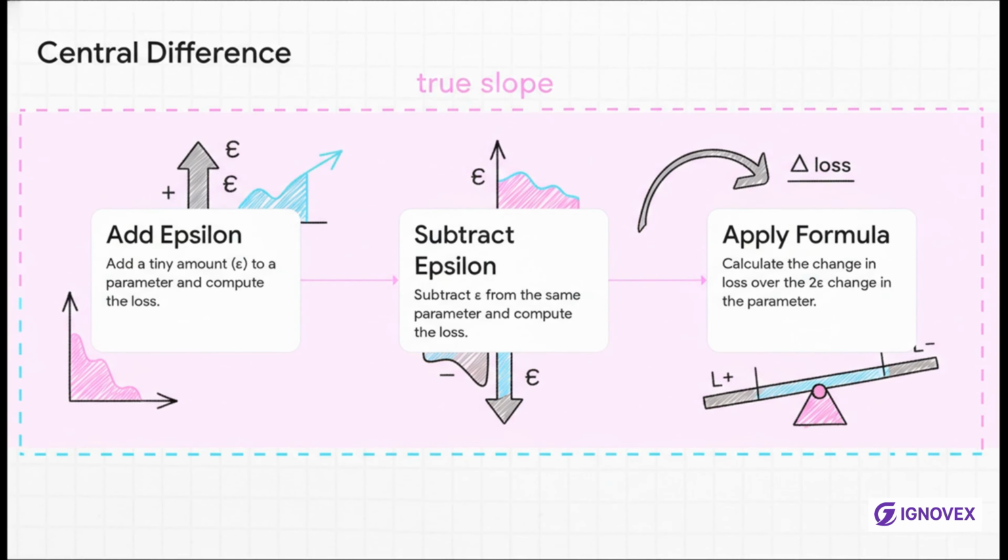So, how do we make this little test even more accurate? Well, instead of just nudging the parameter up, we do a two-sided test. It's super straightforward. First, you see here, we pick a parameter and add a tiny amount. We'll call it epsilon. And then we compute the loss. Then we go back and subtract that same epsilon and compute the loss again. The formula then just gives us the change in loss over the total change in the parameter. This gives us a much more precise estimate of the true slope. It's called the central difference approximation.